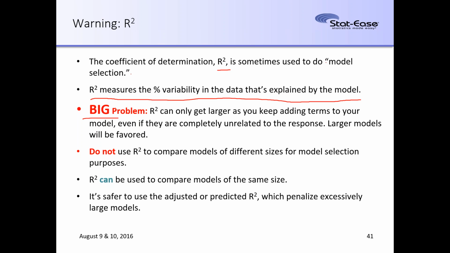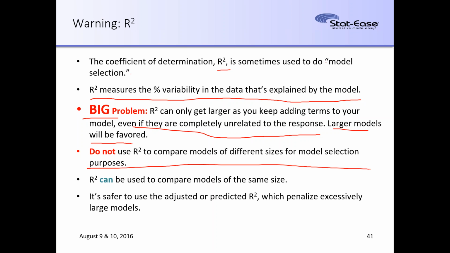Big problem. R squared can only get larger as you keep adding terms to your model because the residual sum of squares can only go down, even if whatever you're putting in is completely unrelated to the response. Larger models will be favored. In fact, if I put in as many terms in the model as I have runs, I will get an R squared of 1. So don't use R squared to compare models of different sizes for model selection purposes.